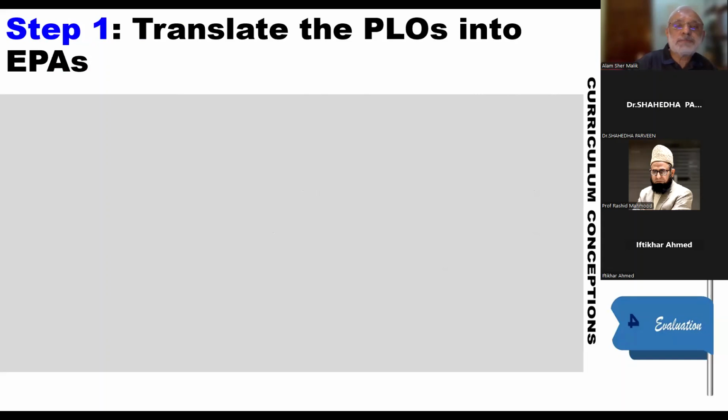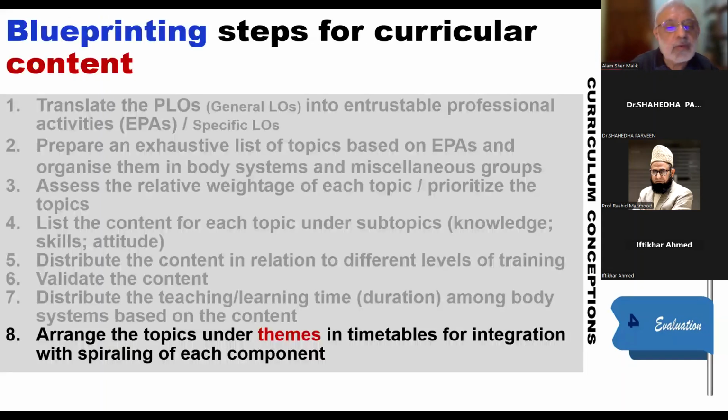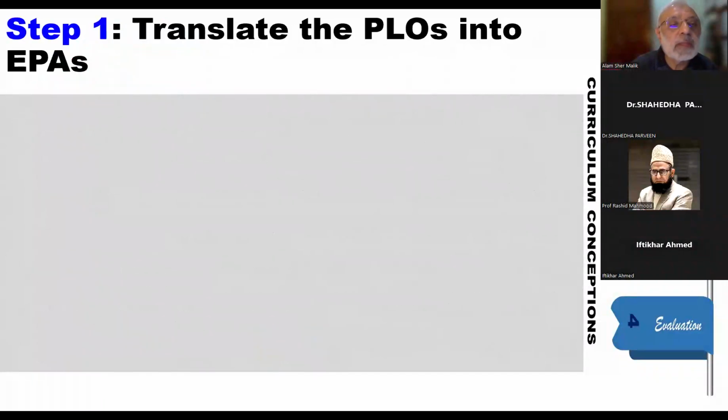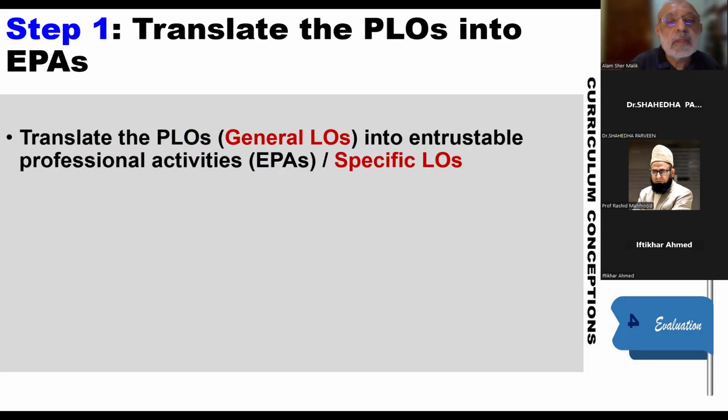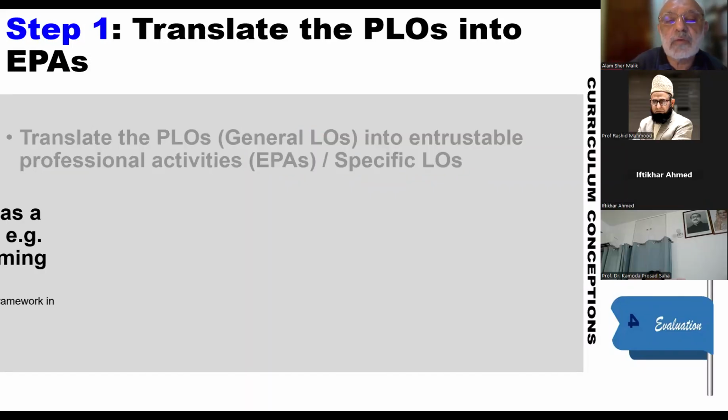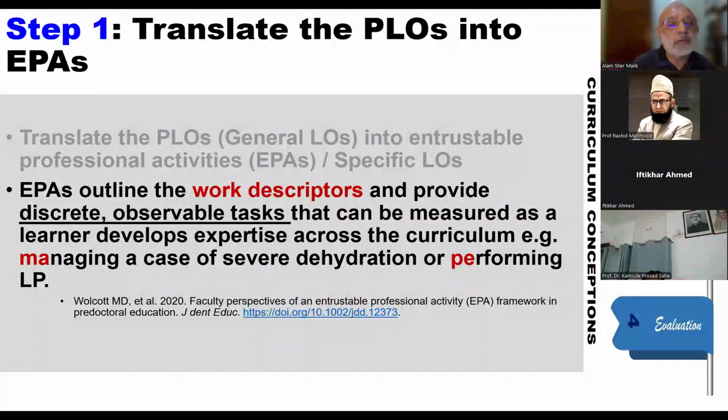Okay, now let's go through these 8 steps one by one. The first one, translate the EPAs and the program learning outcomes. So translate the general learning outcomes to specific learning outcomes.